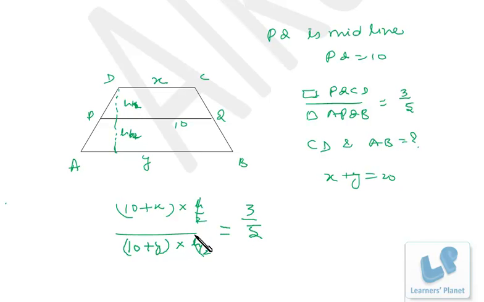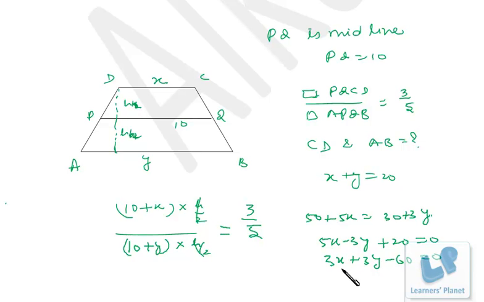right? Now we got 50 plus 5x is equal to 30 plus 3y. So 5x minus 3y plus 20 is equal to 0. If we multiply the other equation by 3, we'll get 3x plus 3y minus 60 is equal to 0. If I add these two, I'll get 8x is equal to 40, that means x is equal to 5. So if x is 5, y must be 15. So this length is 5 and this length must be 15.